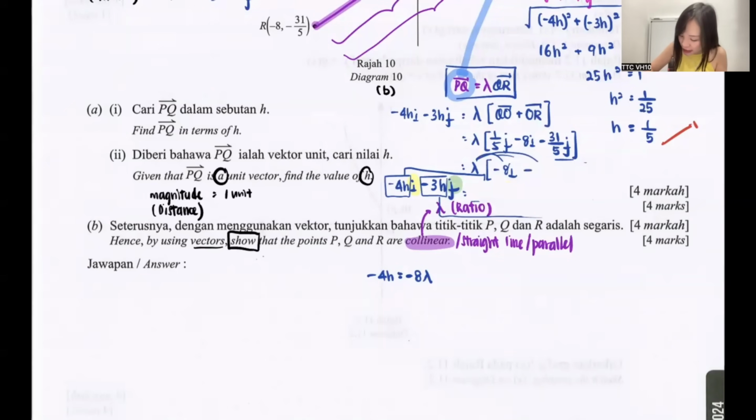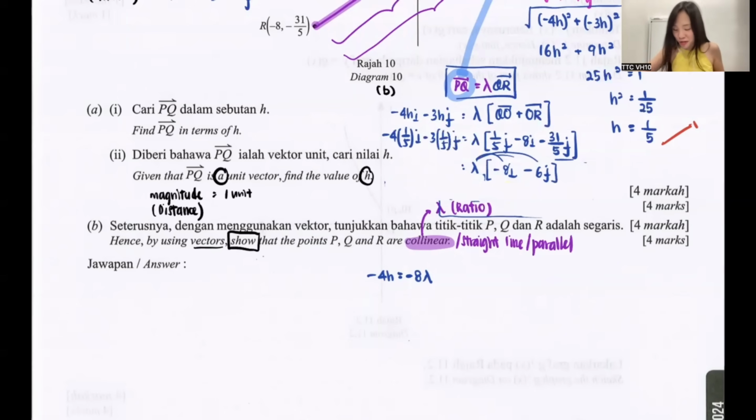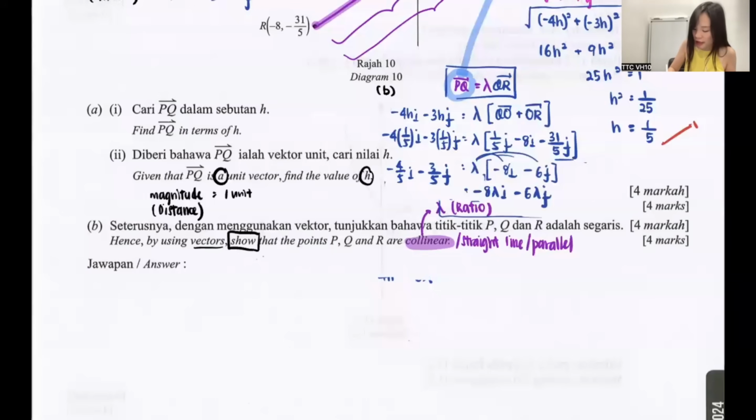So guys, I'm getting negative 6J here. And for my left side also, I have, oh dear, negative 4. H is 1 over 5. Negative H is 1 over 5 J. Negative 4I minus 3 over 5J. So open bracket, negative 8 lambda I minus 6 lambda J. Okay, like this. So guys, still the same as just now, which is compare.